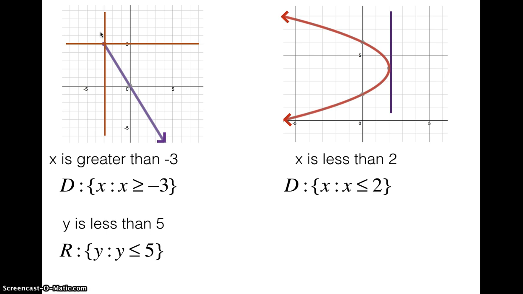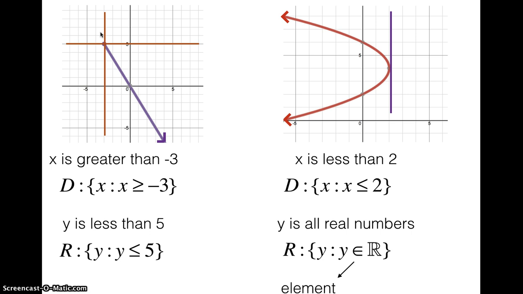And my y values don't ever stop. They don't turn around. There's no high point. There's no low point, which means that y can be any real number. So the way we write this is y, element of R. This fancy little e represents the element, and this crazy looking R represents all real numbers. So whenever you have no limitation on your x or your y values, you use the element of all real numbers symbols.